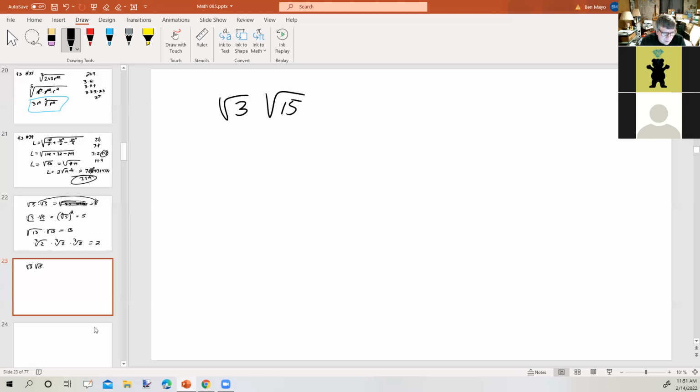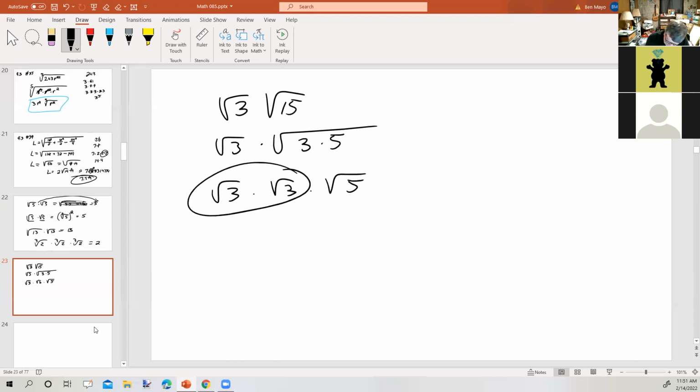Now, there are a couple of ways I can do this, and how you do it is up to you. But what I'm going to look at is, isn't 15 3 times 5? So wouldn't this be the square root of 3 times the square root of 3 times the square root of 5? But what is that? The square root of 3 times the square root of 3 is just 3. So I have 3 square roots of 5.